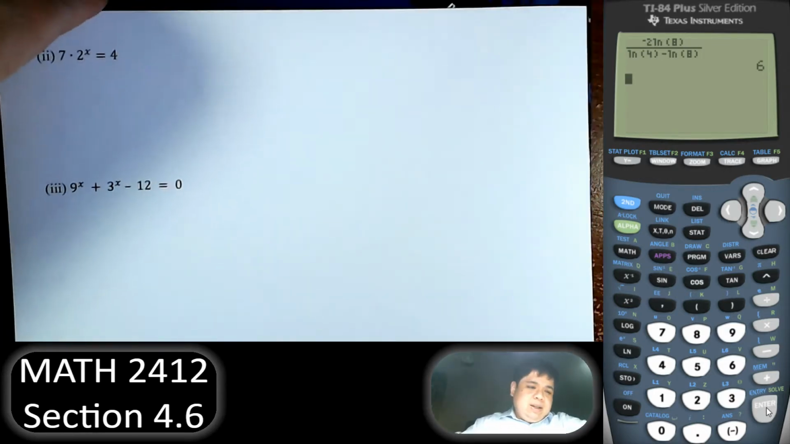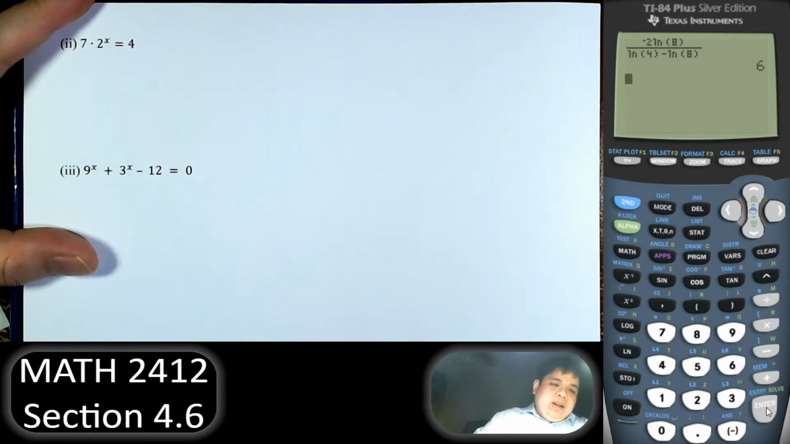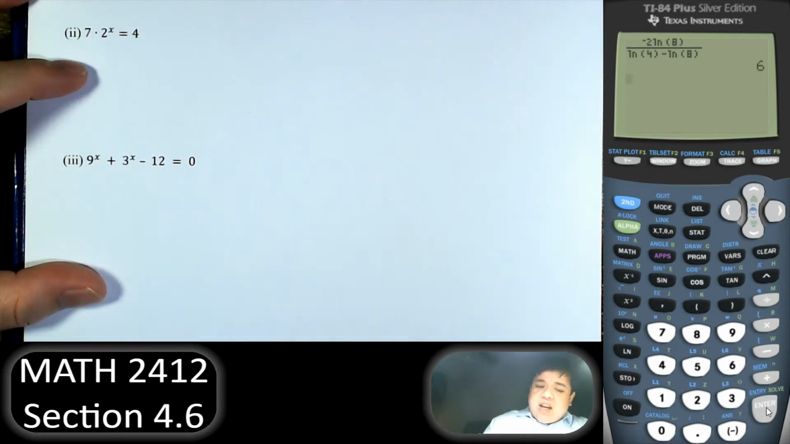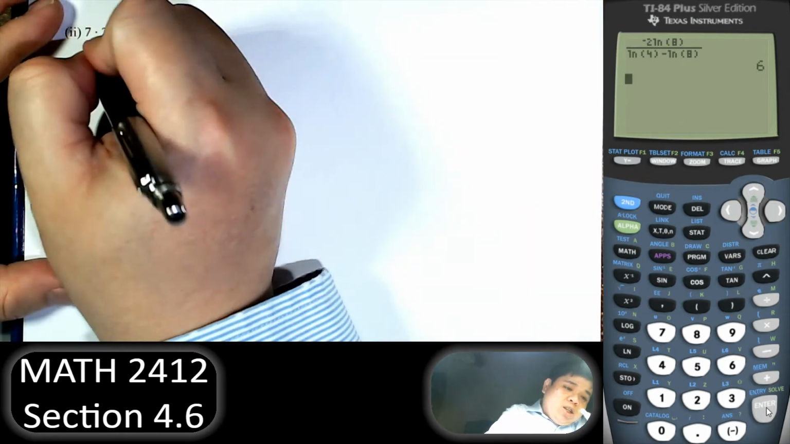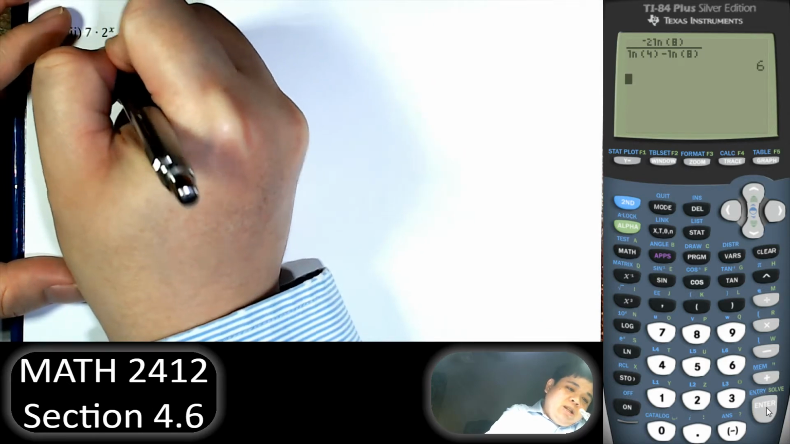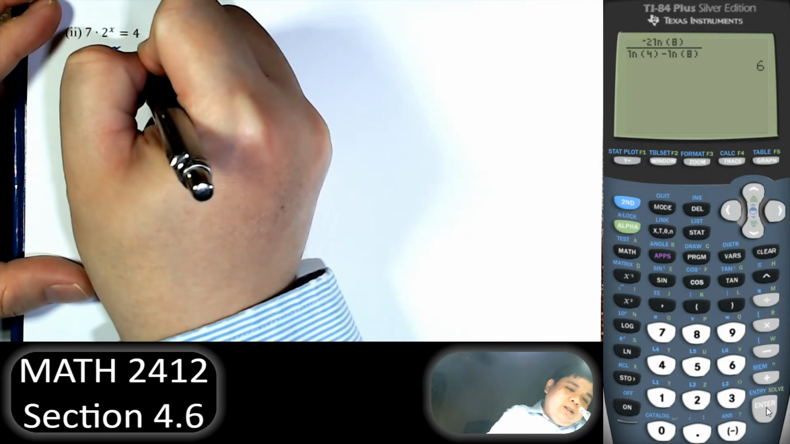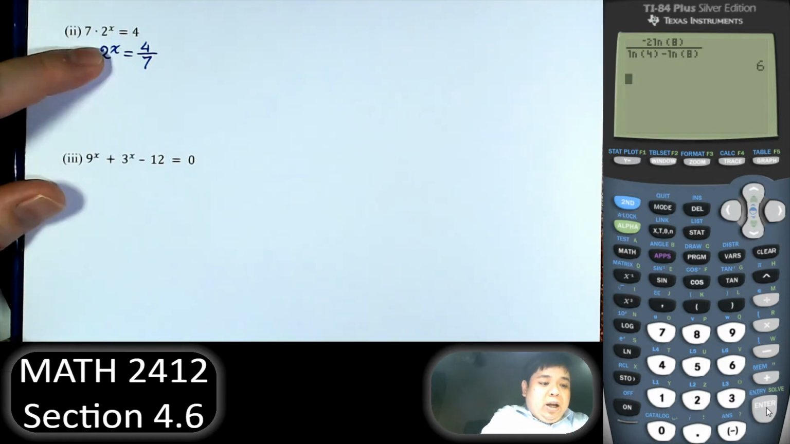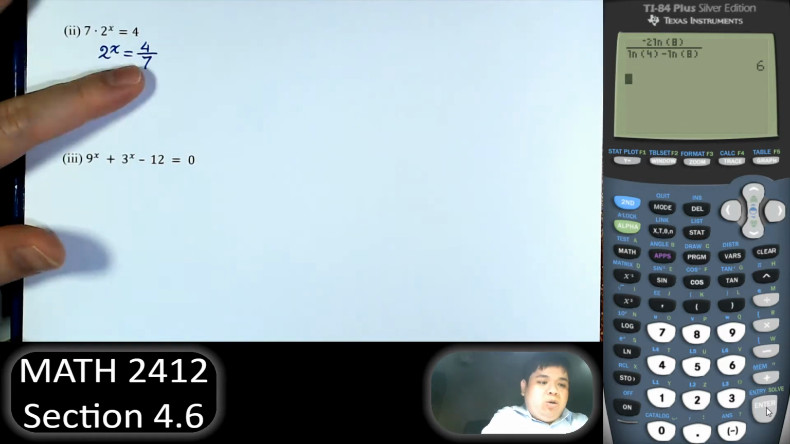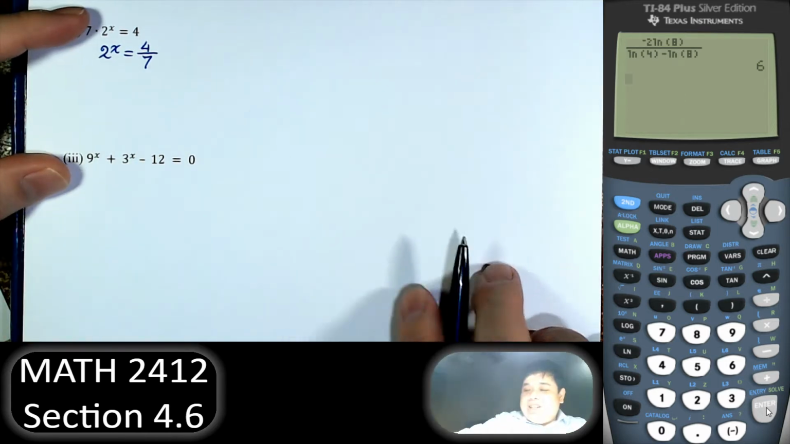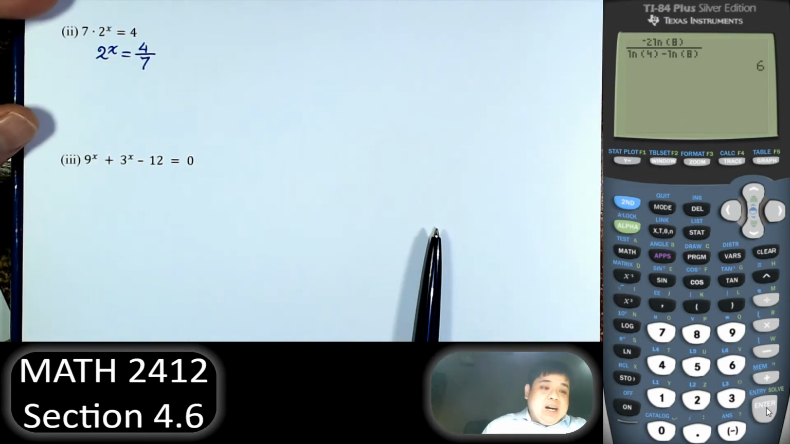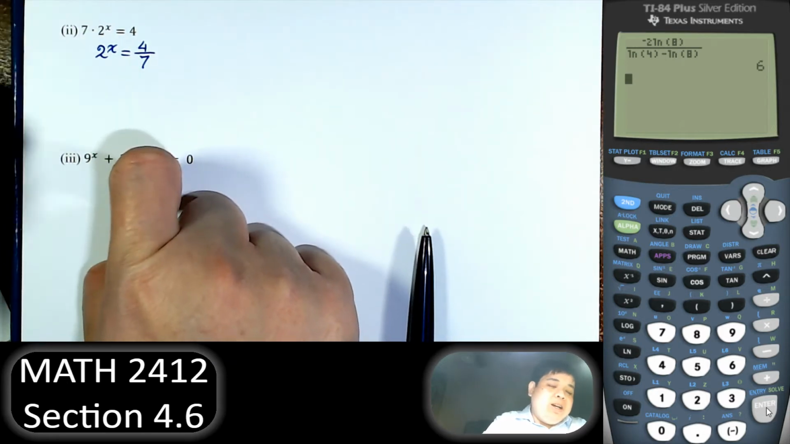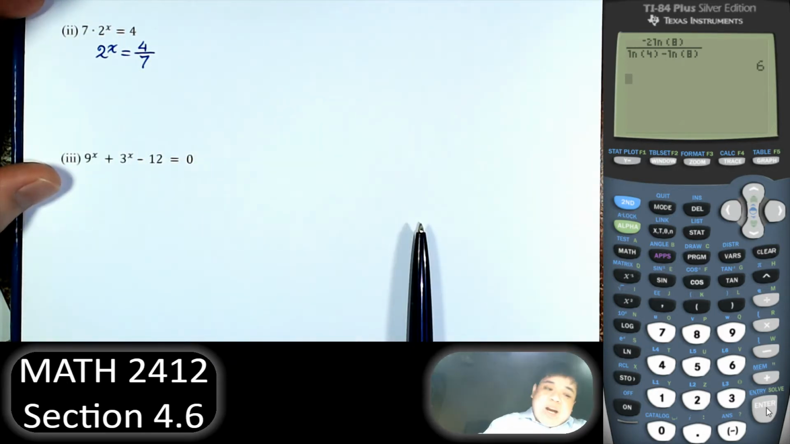Right. Now here, 7 times 2 to the x equals 4. First we can divide by 7 on both sides. Try to get the exponent by itself. 2 to the x equals 4 over 7. Now, one of them is base 2, the other one is 4 over 7. The base is definitely not 2. Of course 4 is 2 squared, but the 7 doesn't help. So what we do here is we take ln on both sides.